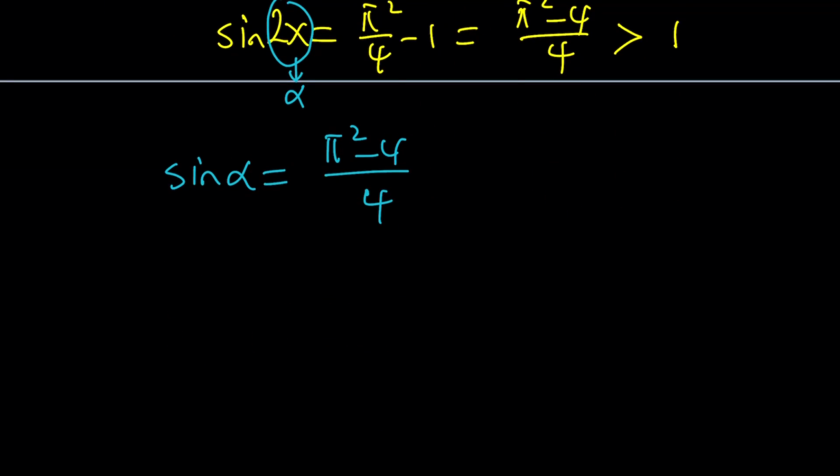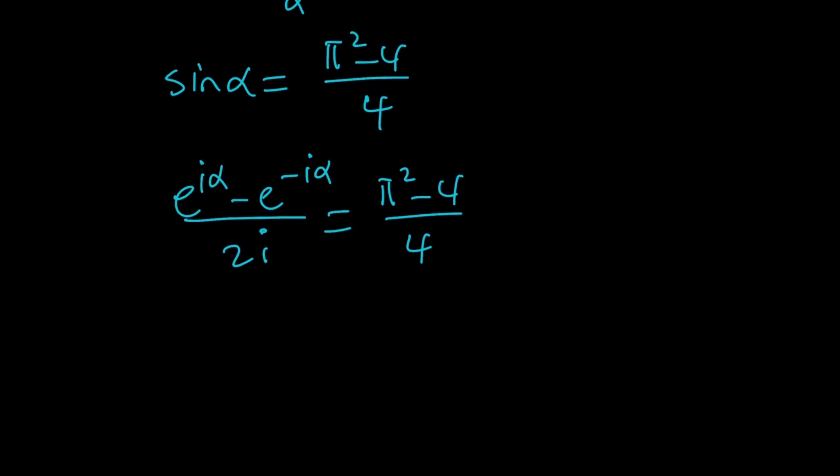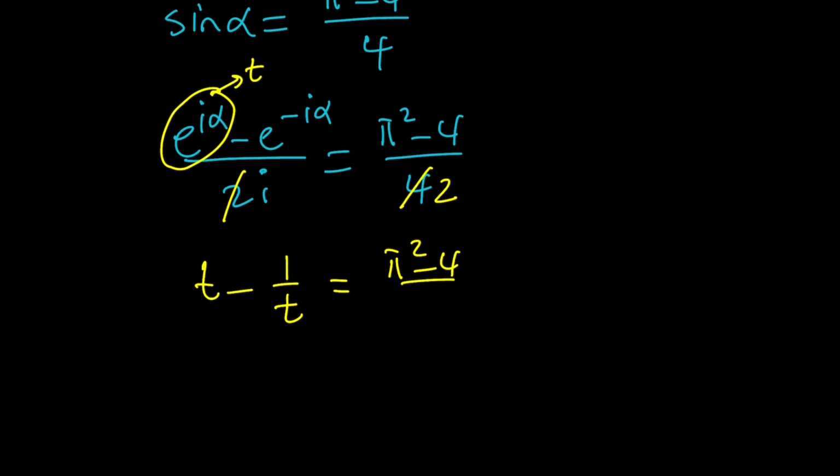To be able to solve this, I'm going to replace sine with the following: e to the i alpha minus e to the negative i alpha, divided by 2i. Remember from Euler's formula, and we've just done a problem on the other channel, a plus bi, which is very similar to this. So from here, we should be able to solve for e to the i alpha. To solve for that, you can just go ahead and replace this with another variable. Let's call this t. Then we cross-cancel a little bit here, and maybe write this as t minus 1 over t equals pi squared minus 4 over 2 times i. And this is going to turn into a quadratic equation.